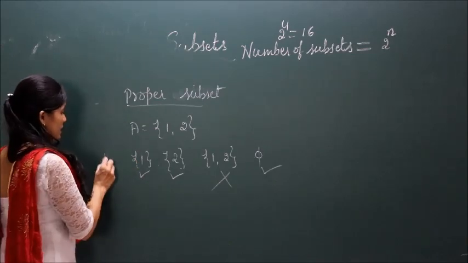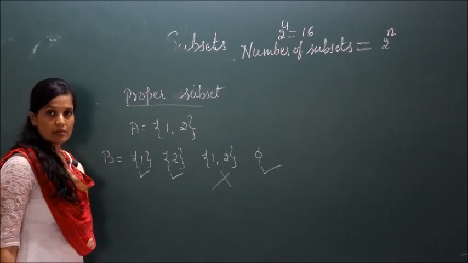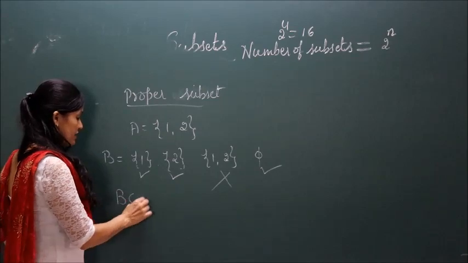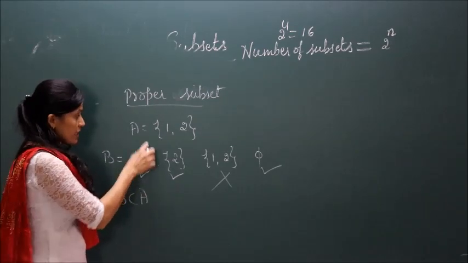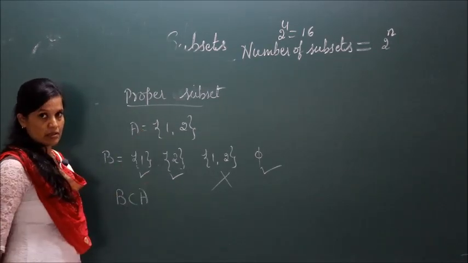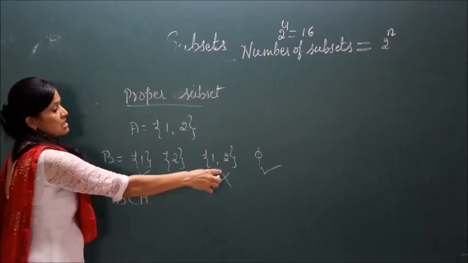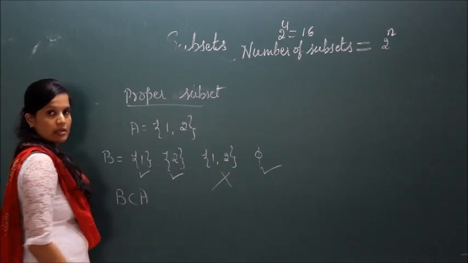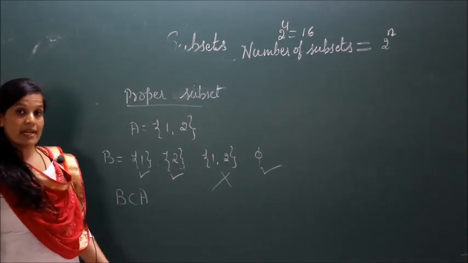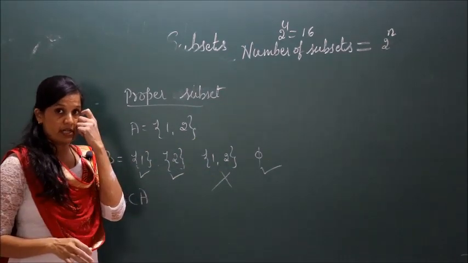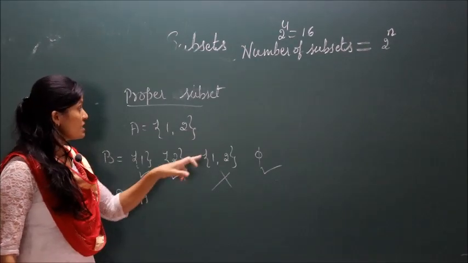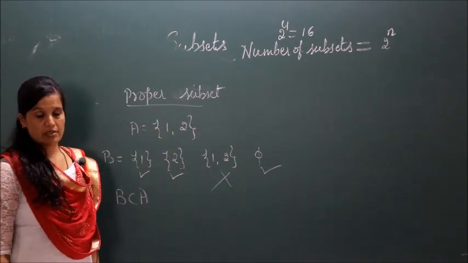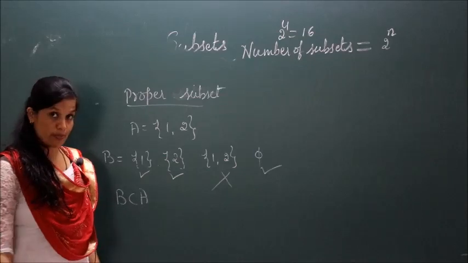See, proper subset is a set which is contained in a given set. Suppose if I consider this is set B. Of course, B is the subset of A, isn't it? Because B is contained in A. But this is contained in A. As I said, a set itself is a subset of a given set. But it is not a proper subset. So what should be the condition for proper subset?